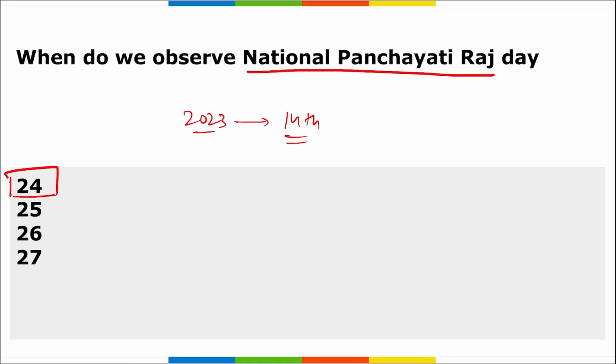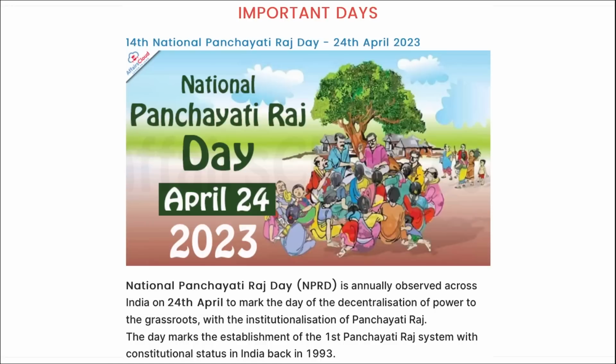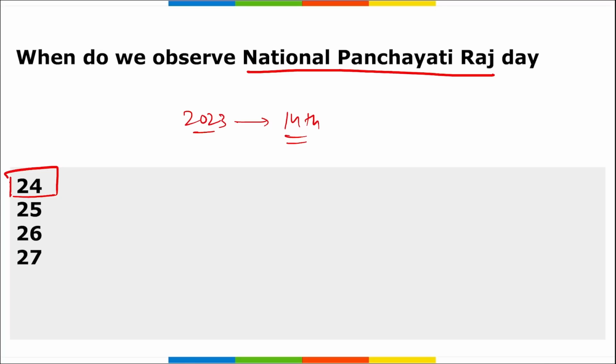Next, one more thing, a question can be asked about who declared this day. In 2010 this day was observed for the first time, and then Prime Minister Manmohan Singh declared 24th of April every year as the National Panchayati Raj Day.